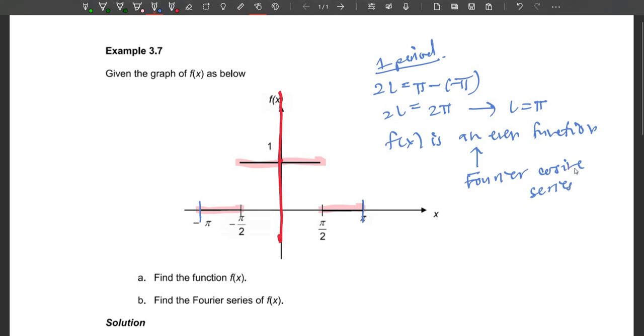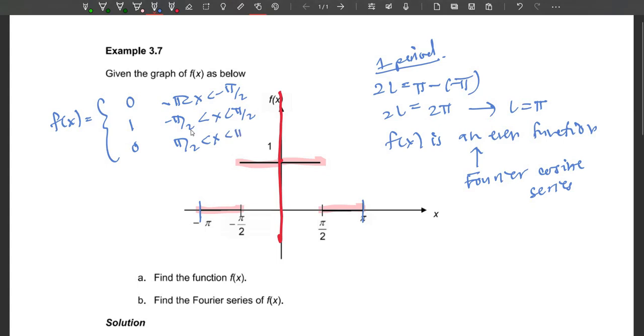That is another way. Whatever it is, we still need to determine the f(x) for this function. So f(x) is equal to 0 when x is between negative pi and negative pi over 2, and then 1 when x is between negative pi over 2 and pi over 2, and then 0 again when it is between pi over 2 and pi. This is the function for f(x).